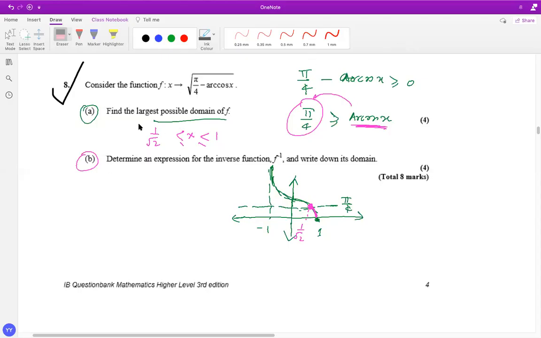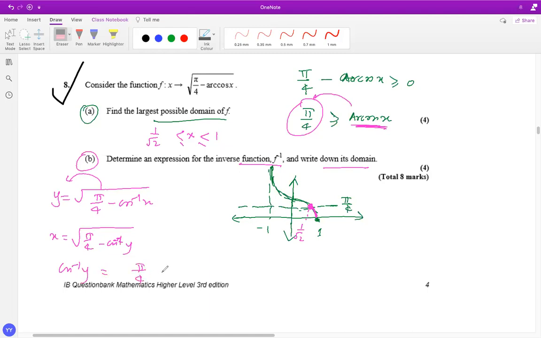For the B part, we have to find the inverse and write its domain. We have y equals root of pi over 4 minus cos inverse x. Interchange x with y first, so x equals root of pi by 4 minus cos inverse of y. Then cos inverse of y is pi by 4 minus x squared. So y is basically cos of pi by 4 minus x squared.